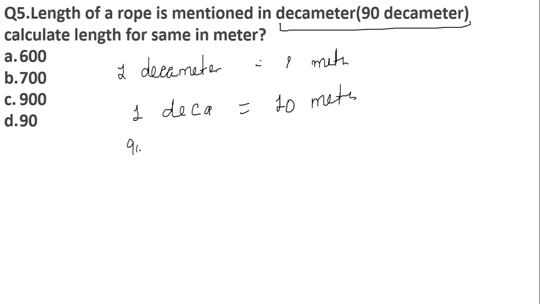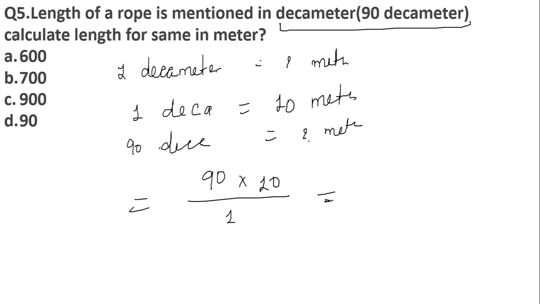So 90 decameters, a very simple question, is equal to how many meters? This will be 90 into 10 divided by 1. It means we are simply doing cross multiplication, that is 90 into 10. This will give us 900. So this is 900 meters. So 90 deca is equal to 900 meters. You don't have to actually calculate each and every time.